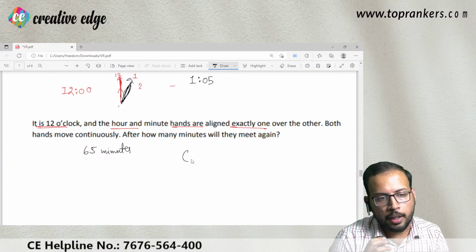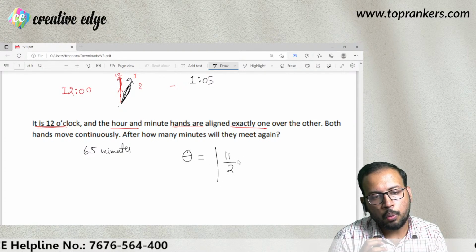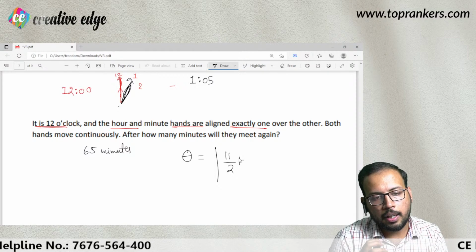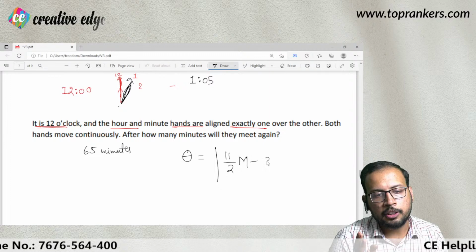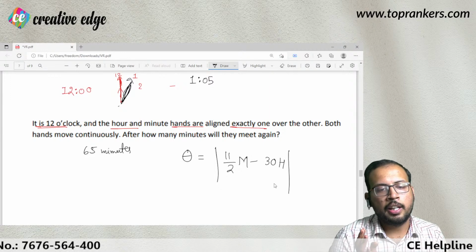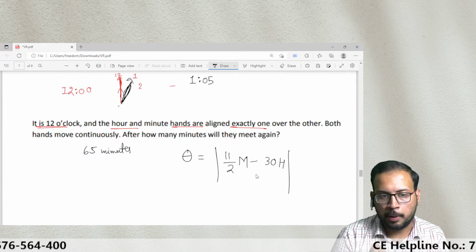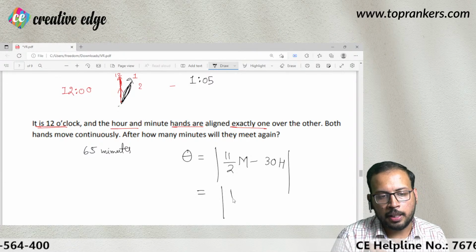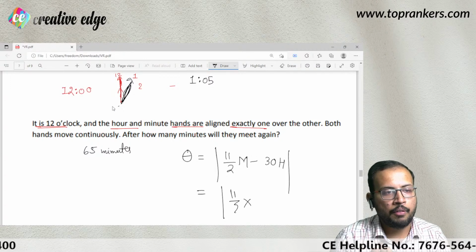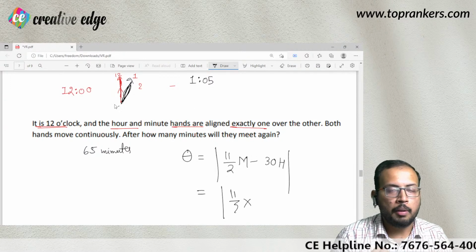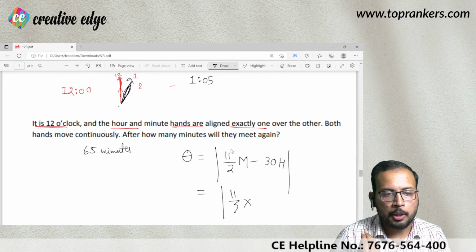So let me tell you one formula. Theta is going to be 11 by 2 times of m minus 30 times of h, where m and h represent the minutes and hours respectively. So here, in front of you, 11 by 2. Now minutes is, now I have to find out, this much I understand, right? At what time will I get it?